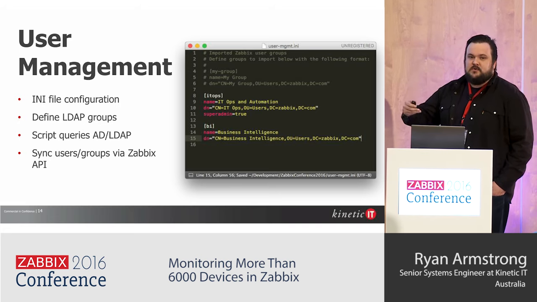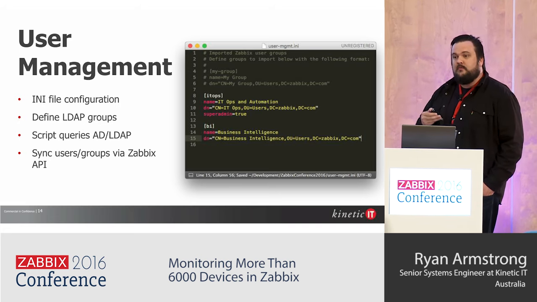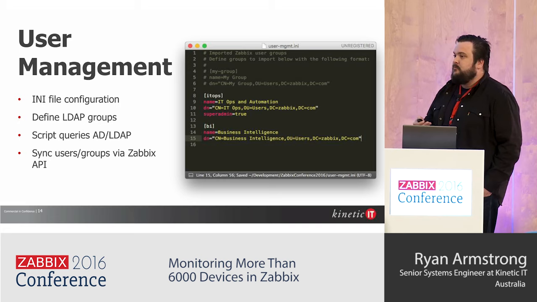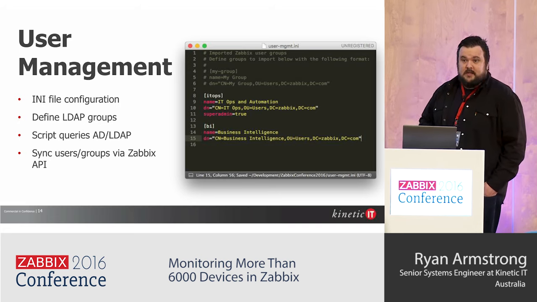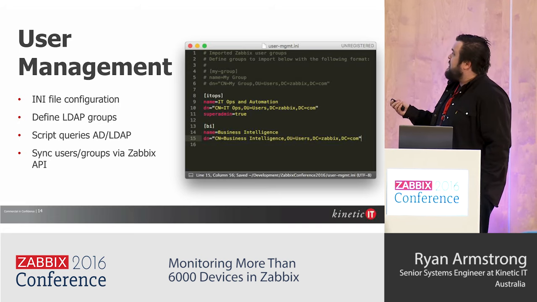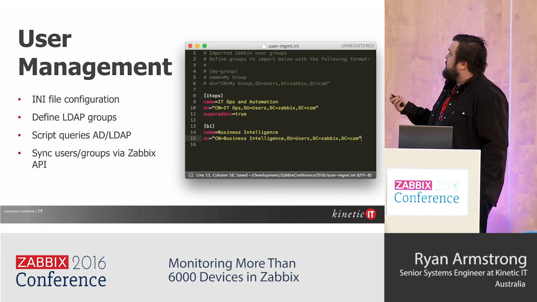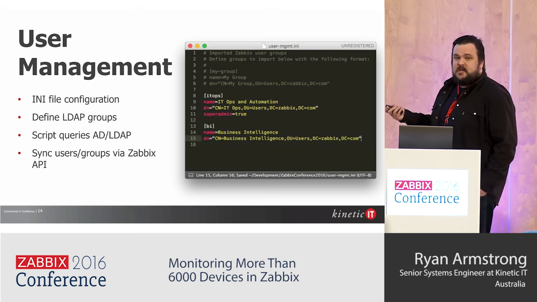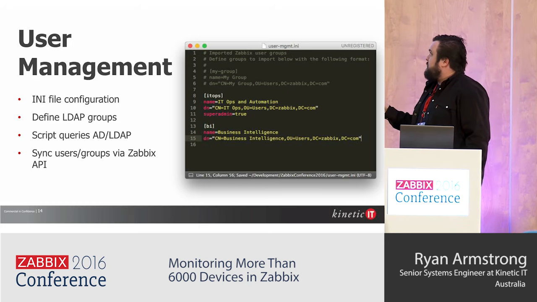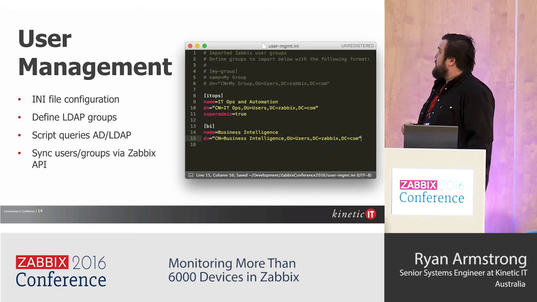The configuration file for our script is just a simple ini file. And we define the Active Directory groups that we want to import from Active Directory and create and provision user groups and user accounts in Zabbix. So we start with a little group definition. We give it a name for the Zabbix group. We tell it the distinguished name of the group object in Active Directory. And for this particular group, we say we want to make them super admins. And then we have a similar group for our BI team.